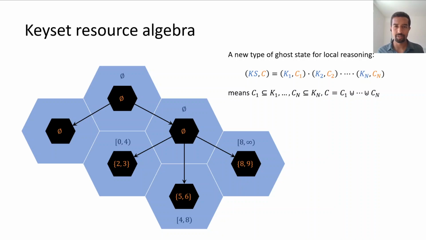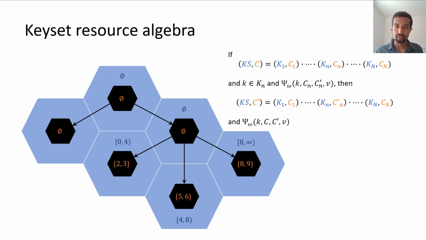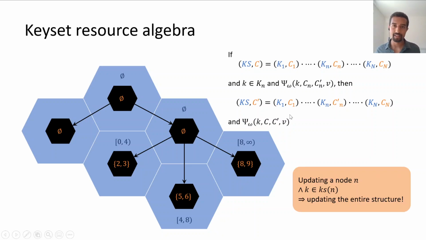And the property of the resource algebra we define is that when they compose, all the key sets must be disjoint. And this is actually the case for most concurrent search structure implementations. And what this means is that if we change the contents of a node from some Cn to some Cn prime by, say, inserting or deleting a key k, as long as the key k is in the key set of that node, kn, then we've also performed the insertion or deletion on the global contents from C to C prime. And so this has given us the appropriate side condition to check for when updating a node equals updating the entire structure.